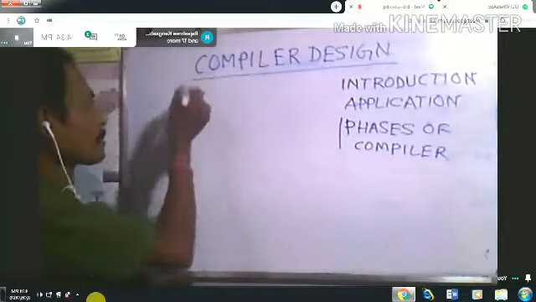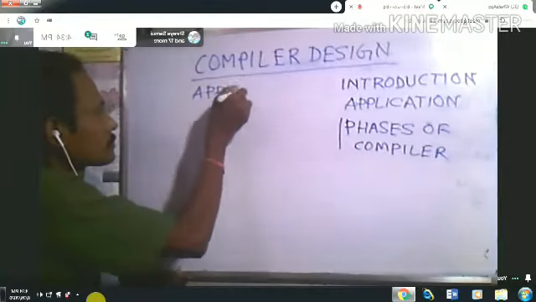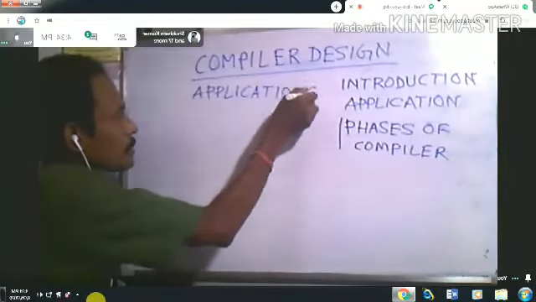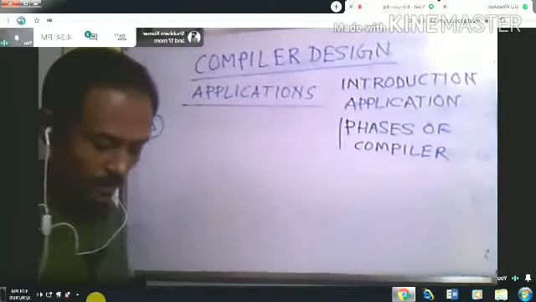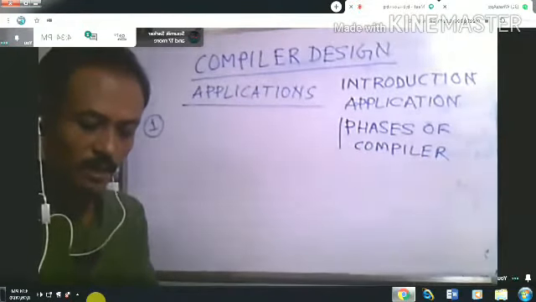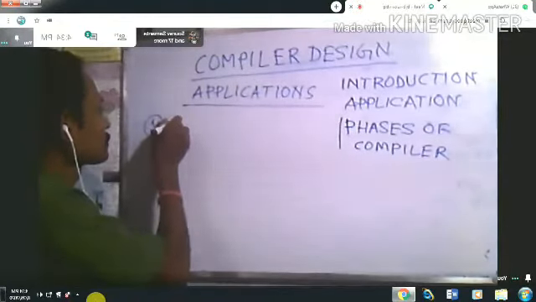Applications of the compiler. The number one application of the compiler is code conversion. So there are so many applications of the compiler. Number one is machine code generation.